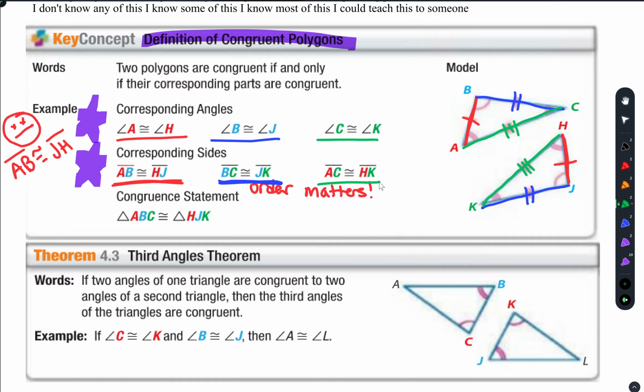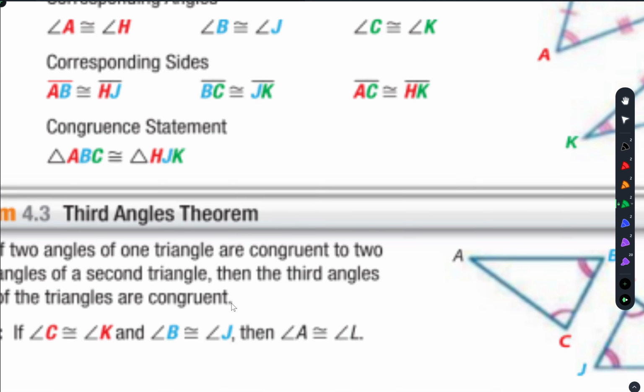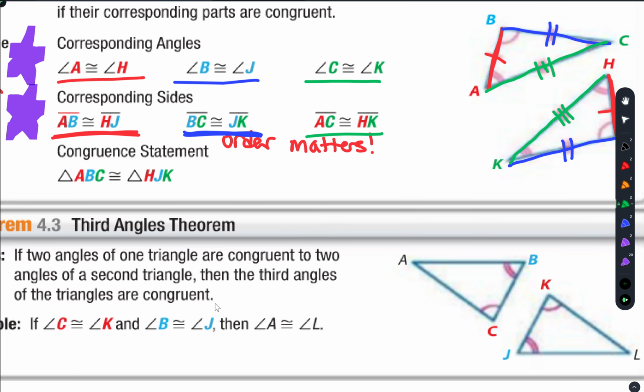Once we have listed out all the angles that are congruent and all the sides that are congruent, then by using this definition, now I can write what is called the congruence statement. The congruence statement says that triangle ABC is congruent to triangle HJK. Again, we are lining up those pieces. A goes with H, B goes with J, C goes with K.